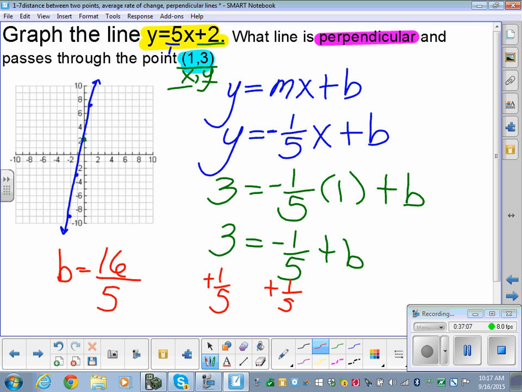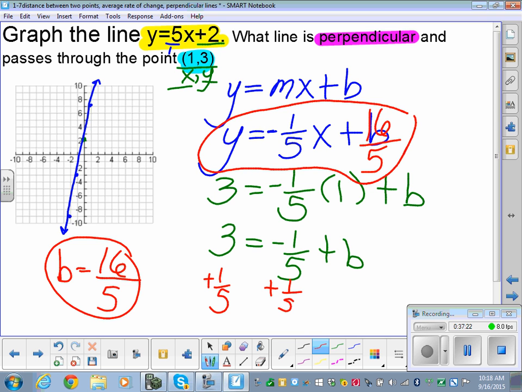So guys, we now know b. Look, we now know b. So we can put it in where there was a b. So this was our line with an opposite reciprocal slope, and then b is 16 over 5. So this would be our answer. This is the perpendicular line that passes through that point. Okay, did it make sense?